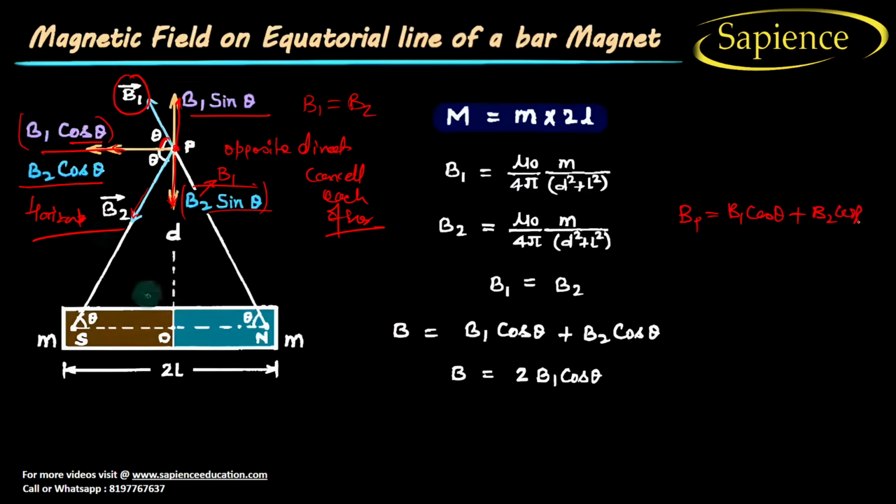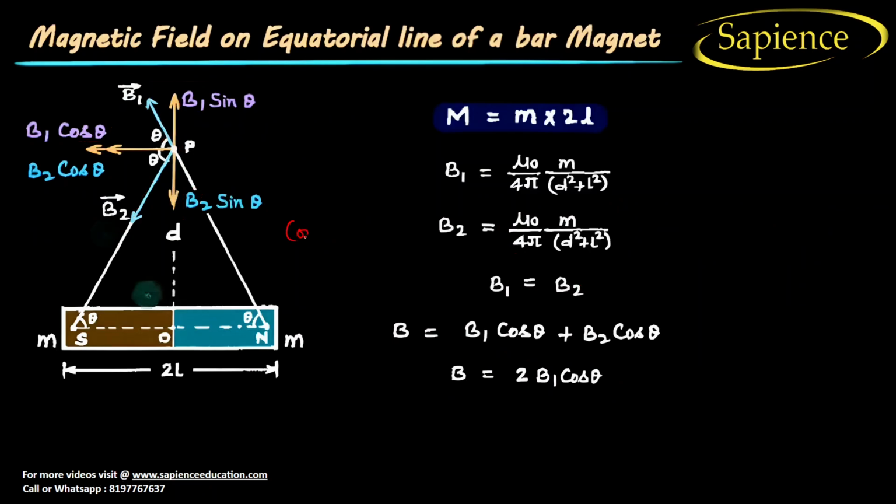Now we know that B1 is equal to B2, so any value you can put here. So we can write here 2B1 cos theta. Now we have got 2B1 cos theta. Now put the value of cos theta. How will you put the value of cos theta? Let us check here what cos theta is. If this is theta, then cos theta is equal to base by hypotenuse. So this will be equal to, base is your L, hypotenuse is root under d square plus L square.